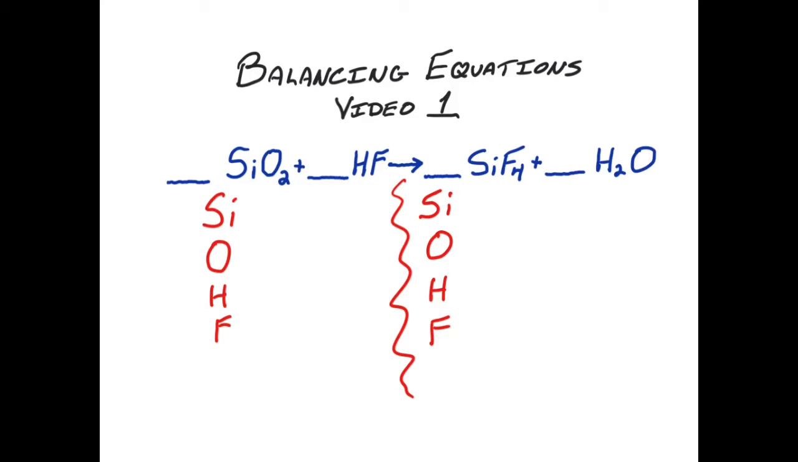So, time for counting. I have 1 Si, and I have 2 O's, and I have 1 H, and I have 1 F. On my other side, I have 1 Si, I've got 1 O, don't ask me why my screen's doing that. I have 2 H's, and I have 4 F's.